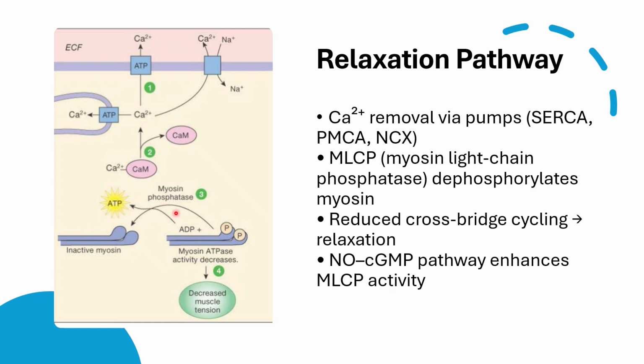And without the phosphate group, myosin loses its ability to sustain cross-bridge cycling. As phosphorylation drops, cross-bridge activity gradually decreases, allowing the muscle to relax smoothly rather than snap back suddenly. This slow transition is why smooth muscle can shift between contraction and relaxation without producing.